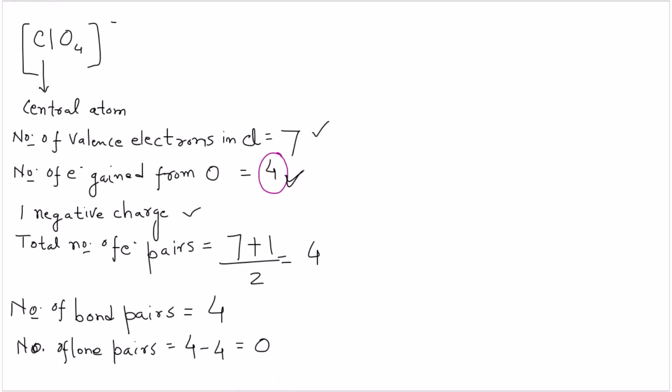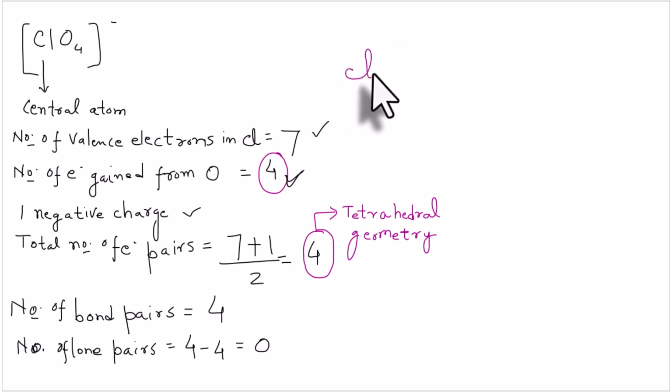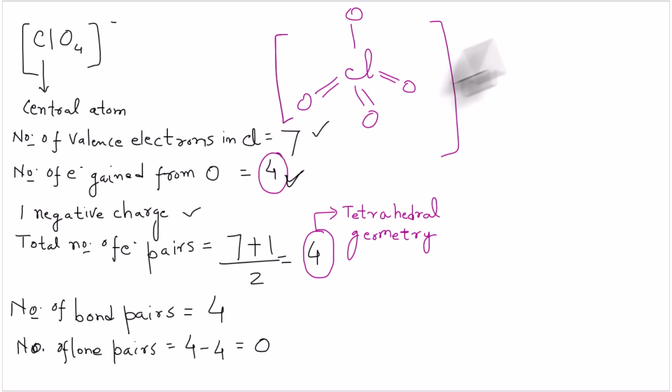And if there are no lone pairs, that means the geometry which arises from the total number of electron pairs is a regular geometry, and that is the tetrahedral geometry. So ClO4 would be something like this, tetrahedral. So here 1 oxygen and then here, like this, and the negative charge. So it could be something like this, ClO4, which has a tetrahedral geometry. That means it is not in the seesaw shape. So this option is gone.